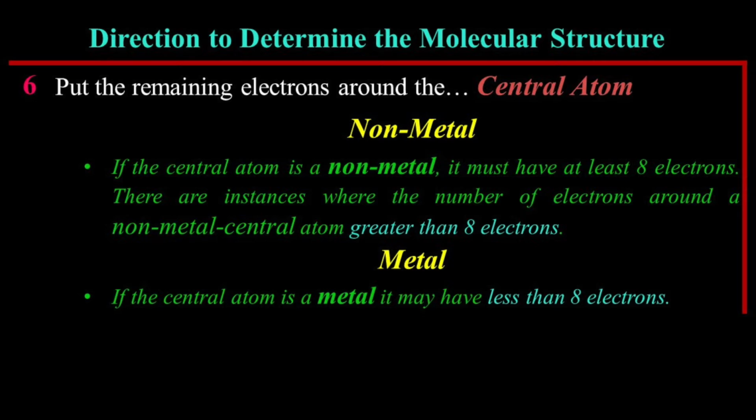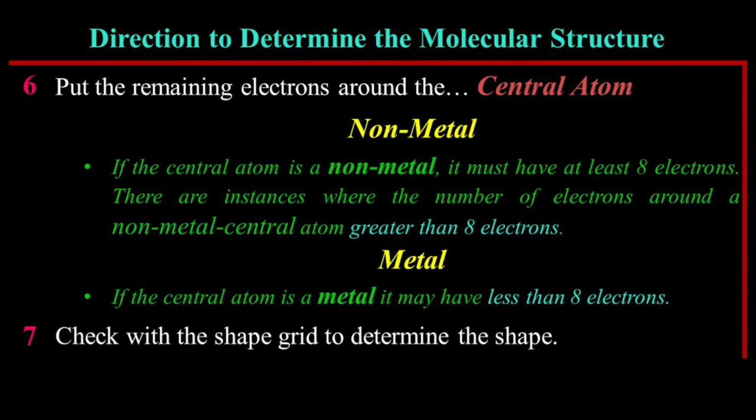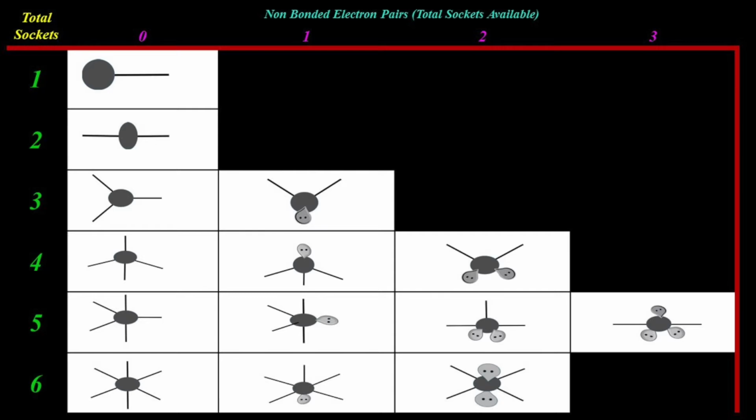Aluminum trichloride, for instance, is going to have 6 electrons around the central atom, just as an example. So you want to check with the shape grid to determine the shape. We want to look now at the shape grid to see if we can figure out what the shape is going to be. You look down on the far left, it says total sockets. You look down and it says 5, so it's going to be on that line. Which one of those shapes? The parent shape is the first one, reading from left to right.